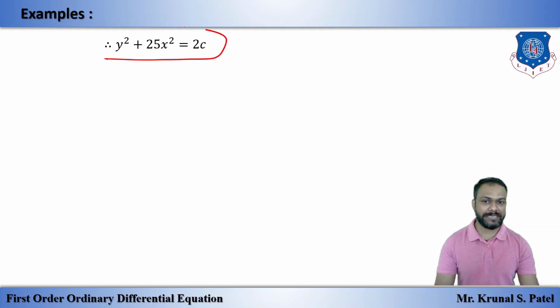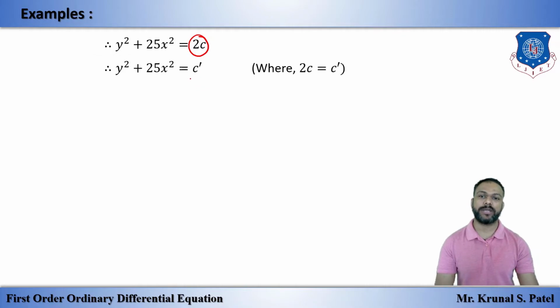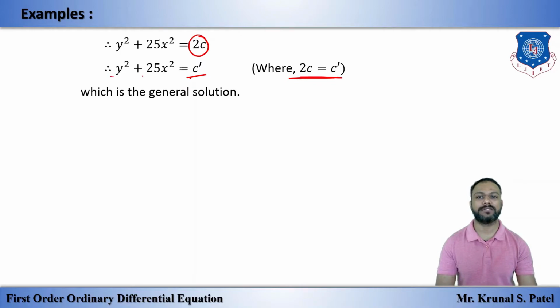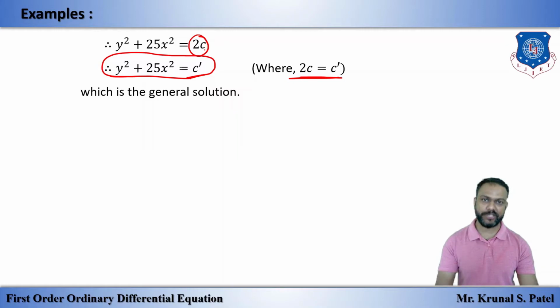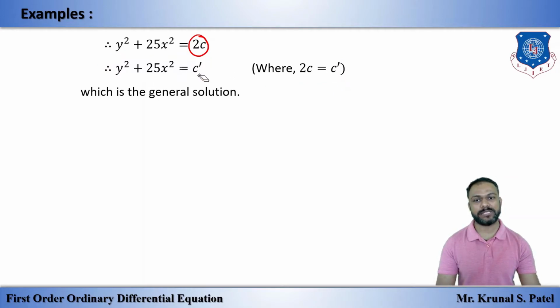You can leave it with this answer also, but if you want to take this 2c as c dash, you can put 2c is equal to c dash, and you have to mention here, which is our final general solution. Why are we using c dash? Because c is already used, and that c dash is not a derivative. You can use c1 also instead of this c dash. So c1, c dash, any constant you can use. So it is a simple method: if you can separate the variables, you have to use this method.